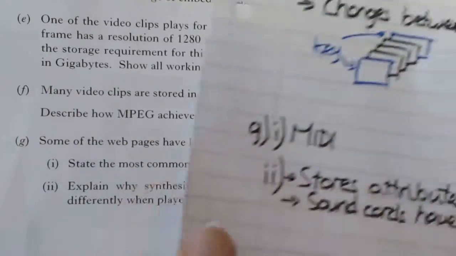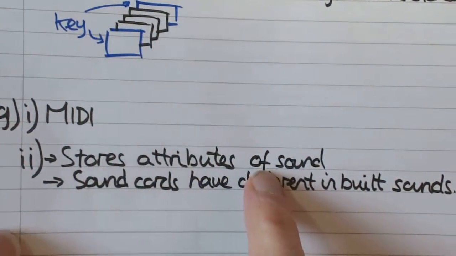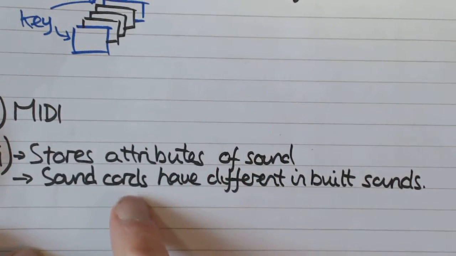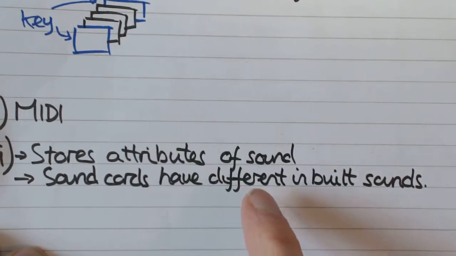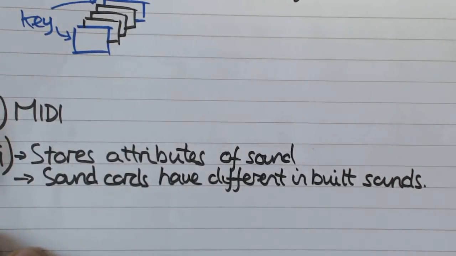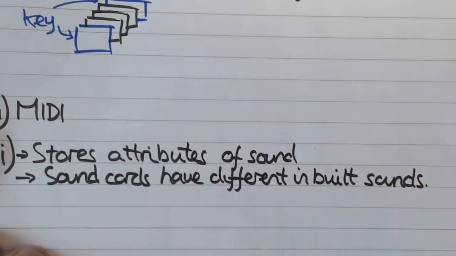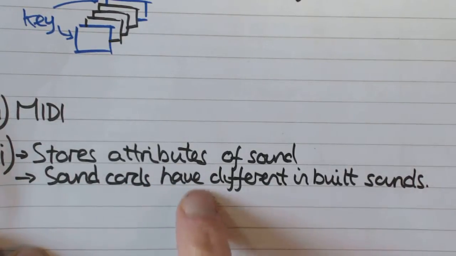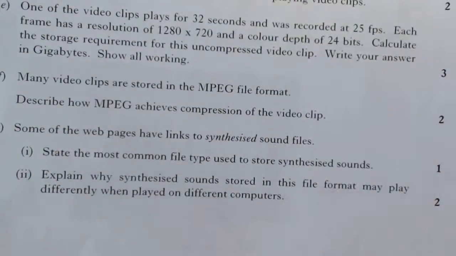So the most obvious one for this is MIDI, but MIDI stores attributes of the sounds, and for the card to play it, it has to have these sounds inbuilt, and they've got different inbuilt sounds. So the cheaper cards don't sound quite as realistic as the most expensive ones. So you can get sound cards that are over £1,000, or you can get one that's £20. So obviously they still play the notes, but they don't play as good a quality synthesized version of, say, a violin or a piano. Okay, and I think that's question 31.